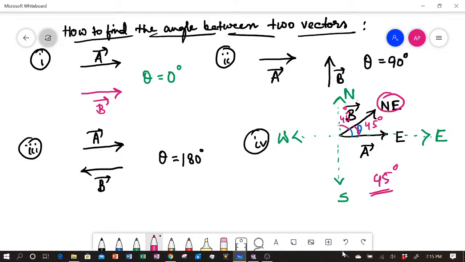When there is nothing else mentioned, then the angle between A vector and B vector is 45 degree if and only if it is mentioned that the direction of B vector is along northeast. Okay.